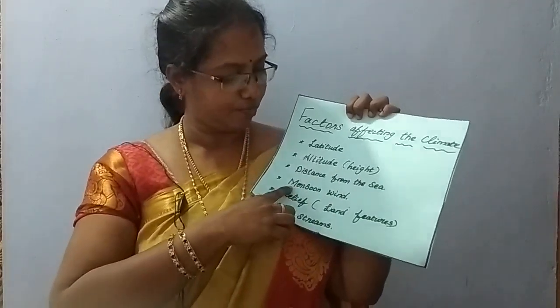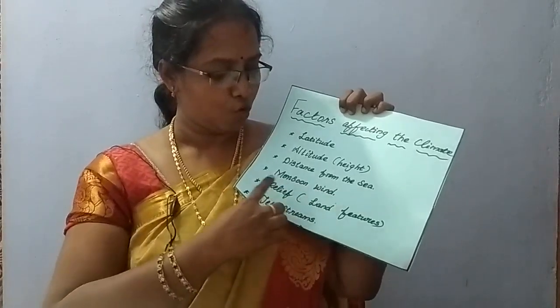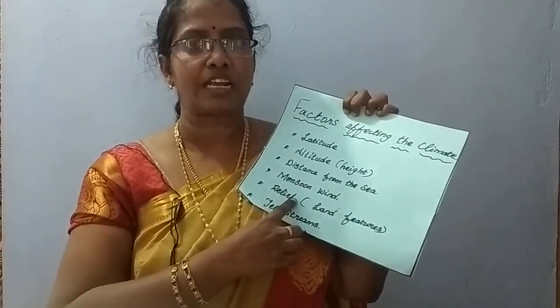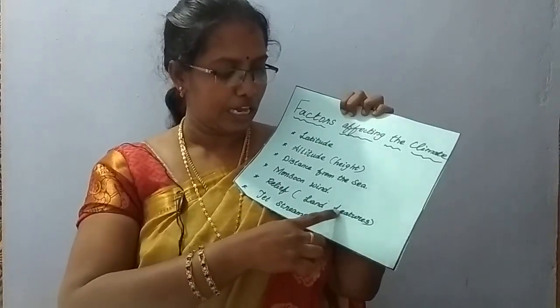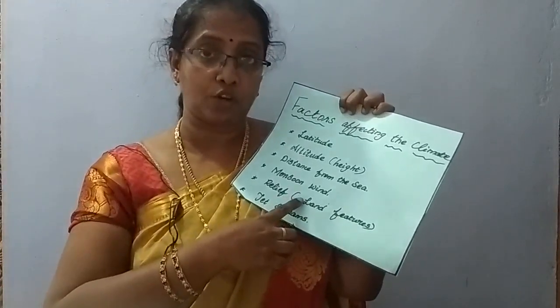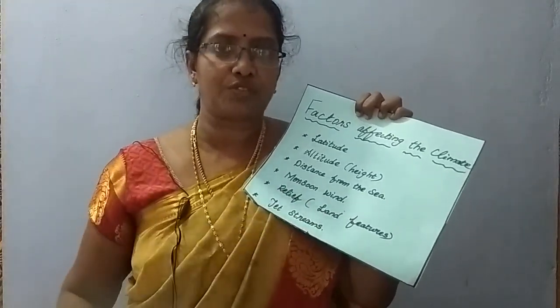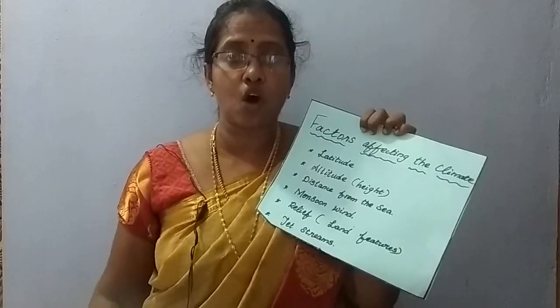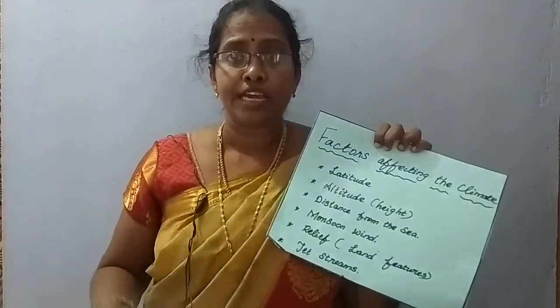The next one, monsoon wind. Then relief. What is relief? Land features, otherwise the physical features of a particular place. The next one, jet streams. So these are the factors affecting the climate of India.